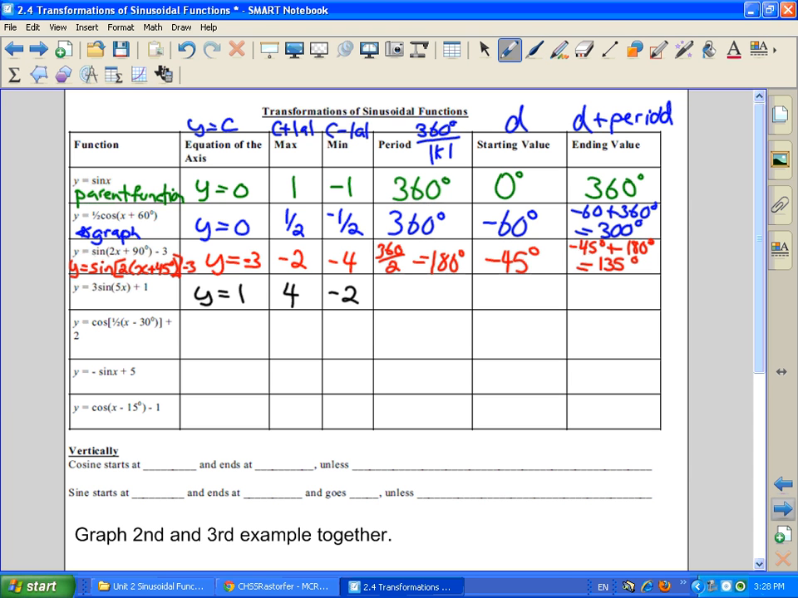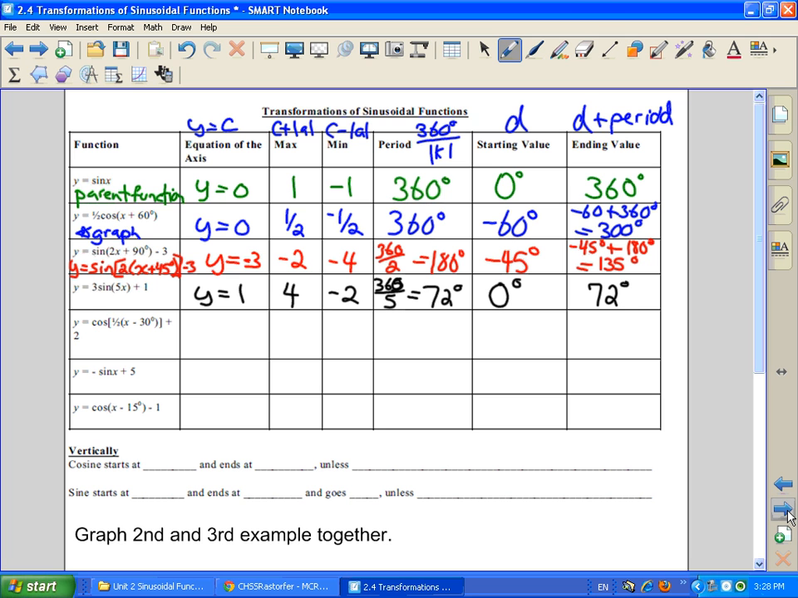Okay, to find your period in this case, you take 360 degrees and you divide it by 5, because K is 5, and you have 72 degrees. Okay, taking a look at D, there's no value for D, so that means it's 0 degrees because it's just 5x. There's no x subtract something in the brackets. So if you start at 0 and you go 72 degrees, that means your ending value is going to be at 72 degrees. All right, moving on.